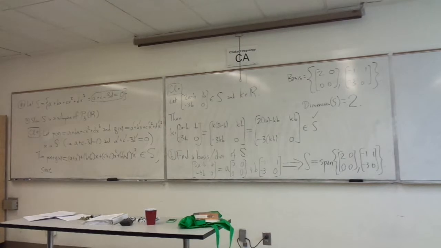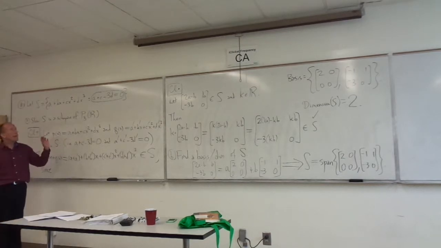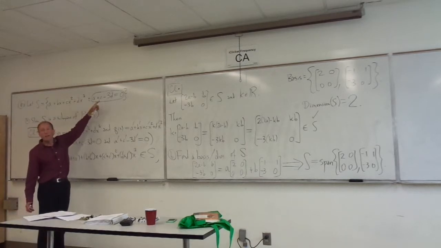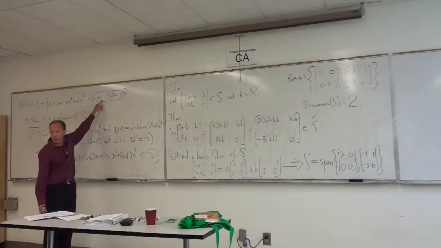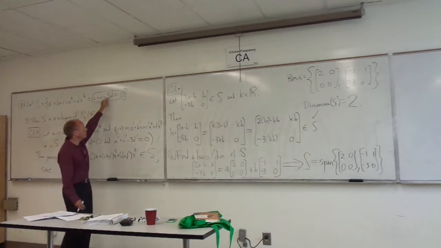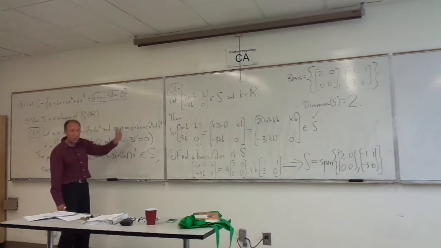But you need to explain why it is an element of S. Well, what's the test to see if it's an element of S? I have to go back to this again. This says my constant coefficient plus my x squared coefficient, whatever it is, minus 3 times my x cubed coefficient, whatever it is, has to be 0. So let me do that.